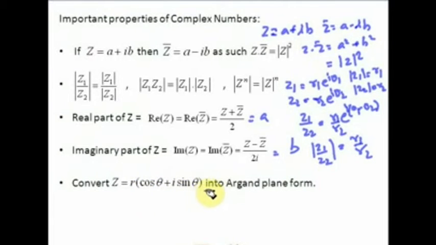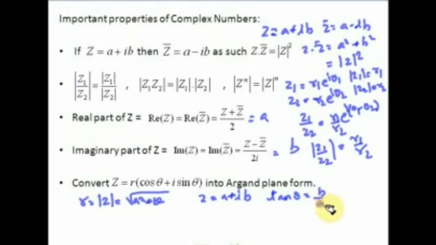Convert z is equal to r times cos theta plus iota sin theta into the Argand plane form. Given the equation in the polar form, we have to convert it into the Argand plane form. r is equal to modulus z is equal to under root of a square plus b square, and z is equal to a plus iota b. Also we know that tan theta is equal to b upon a. That means sin theta is equal to b upon under root of a square plus b square, and cos theta is equal to a upon under root of a square plus b square.